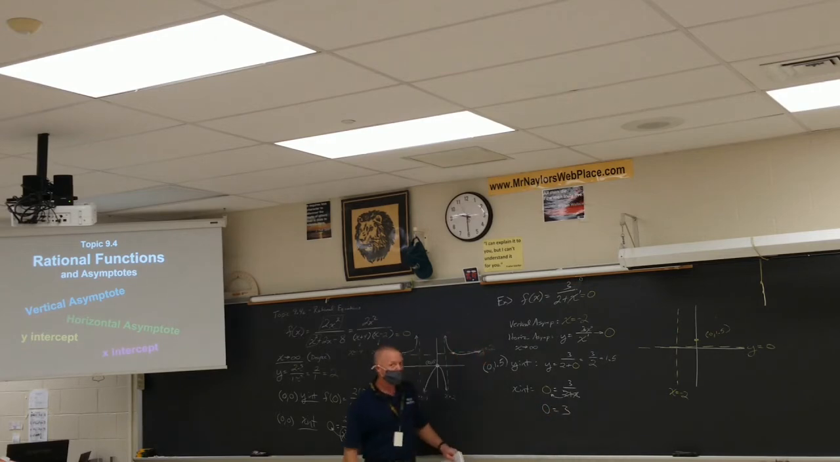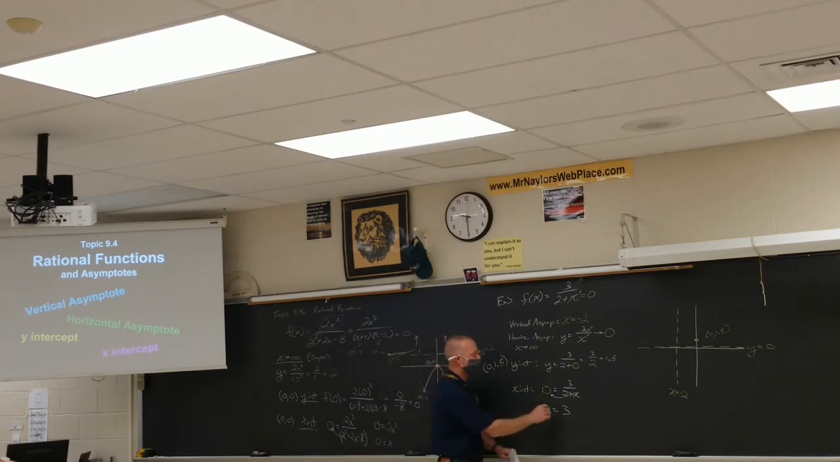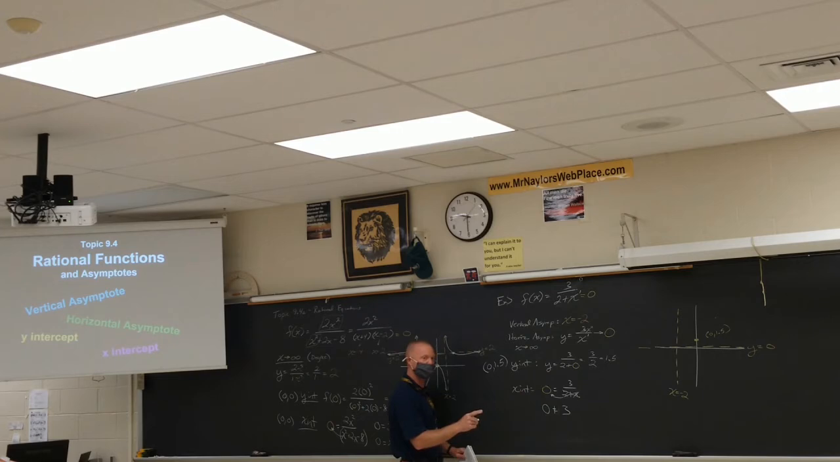It also leaves me with a strange result, 0 equals 3. Okay, 0 equals 3 is a false statement. But what that really means is that there's no way that we can equal 0. Because, well, the numerator is already equal to 3. That means there's no x-intercept. Again, because there's no way to make it equal 0.